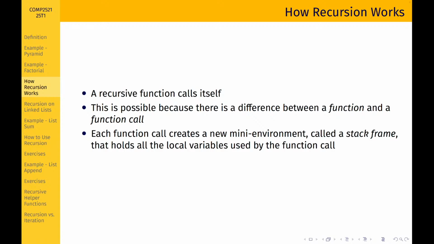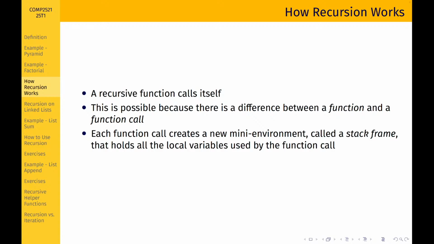Now how does recursion work? Recursion involves a function calling itself, so why doesn't the program get confused? Recursion works because there's a difference between a function and a function call. A function is just a series of instructions for the program. A function call is every time the function gets called, and what will happen is that a new stack frame will be created for that function call.